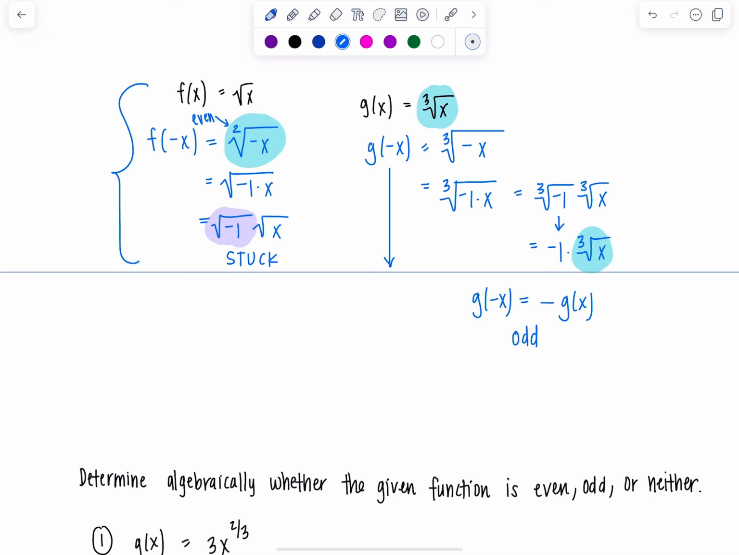This one here is neither. So do you want a little rule that you can use? Here's a rule.